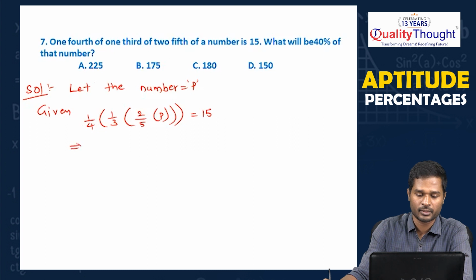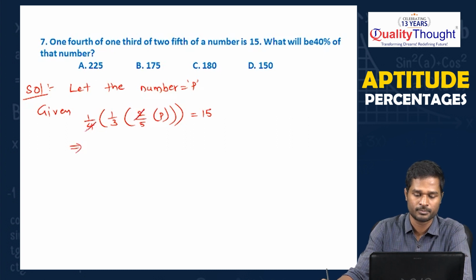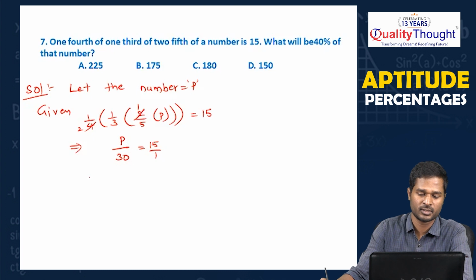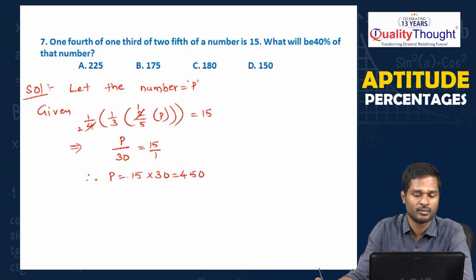So, try to calculate what this value is saying: 2 ones are 2, 2 twos are. Now, see what is there, everything 1 into 1 into p is p, by 2 threes are 6, 5s are 30, is equal to 15 by 1. Nothing is there means 1 is there. If you want you write 1, otherwise just leave it. So, p by 30 is equal to 15. So, p value is 15 into 30, which is equal to 450. So 450 is the p value.